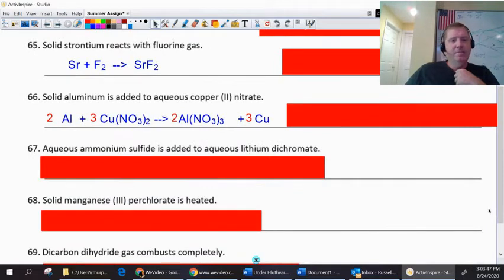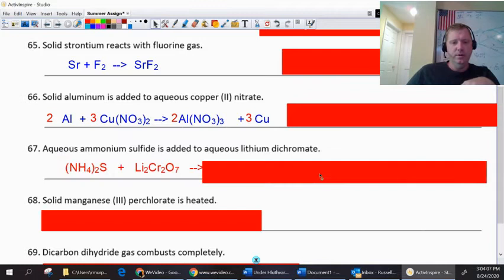Number 67, ammonium sulfide, ammonium NH4 plus 1, and sulfide, IDE, is the sulfur ion. And then lithium is Li, it's with dichromate, so these are both an ionic compound. Lithium's a +1, dichromate is Cr2O7 -2 charge. So here we go. This is those two formulas, ammonium 2 with the sulfur, lithium's 2 with the dichromate, Cr2O7's dichromate.